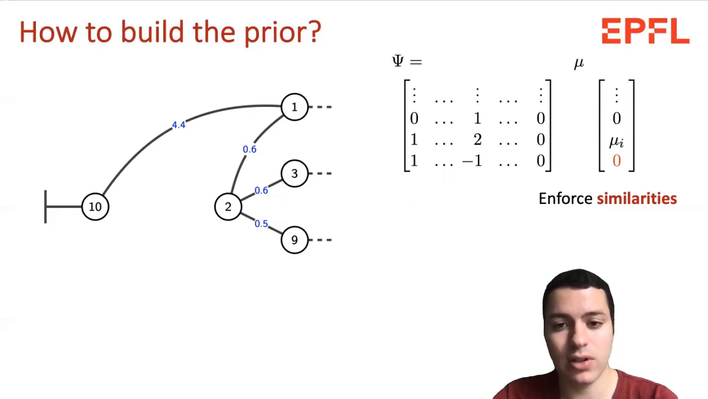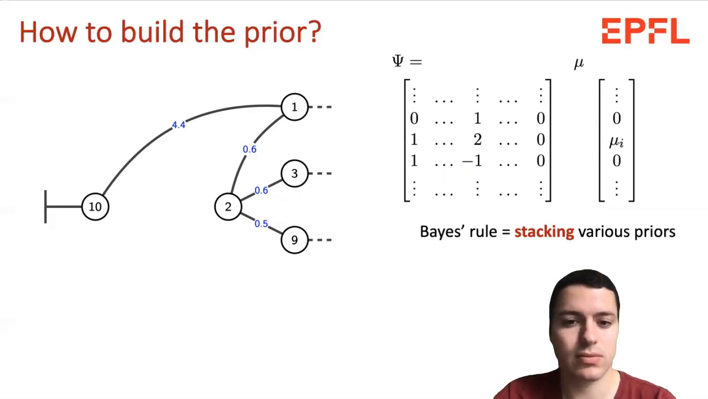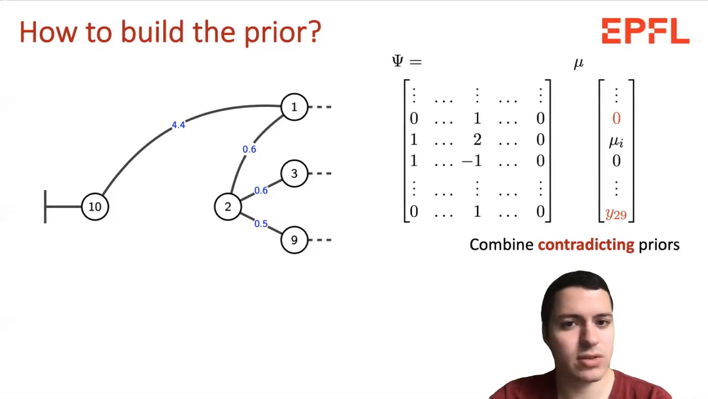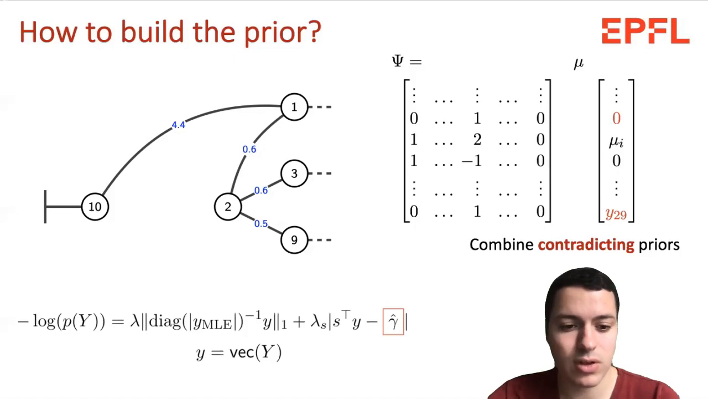And as you might have noticed, I kept stacking those rows and values. This comes from Bayes rule in the log space, which is an addition. And it is equivalent to just stacking priors in the prior matrix and vectors. You can also have contradicting priors. This is very useful for switches, for example, or for this sparsity promoting prior that we developed for distribution grids.